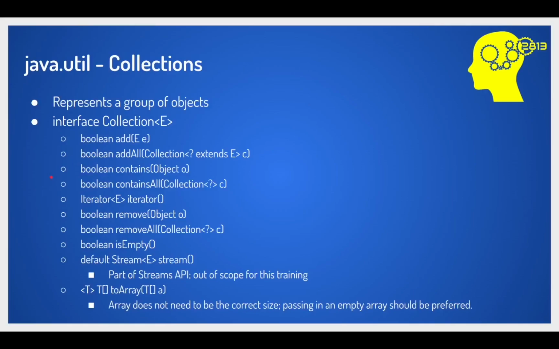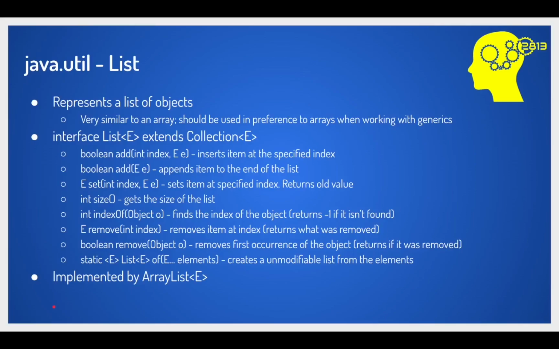So one interface that is in java.util is collections, which basically is a group of objects. So here are some methods that you can use for collections. A list is also a type of collection, and it basically is a list of objects, similar to an array, but it's better to be used when you're doing generics. And here are some methods that you can use for lists.